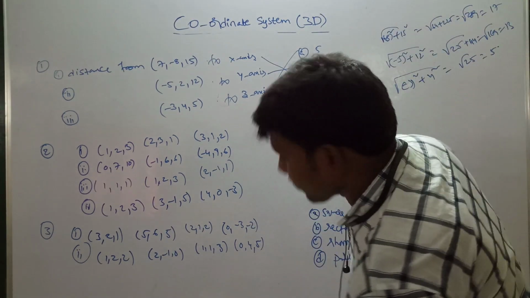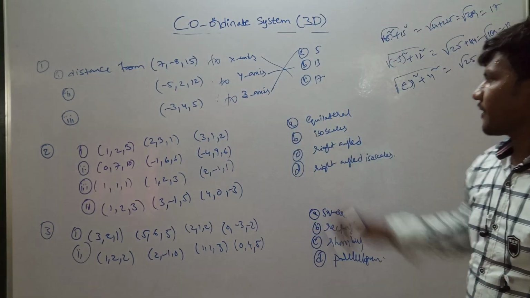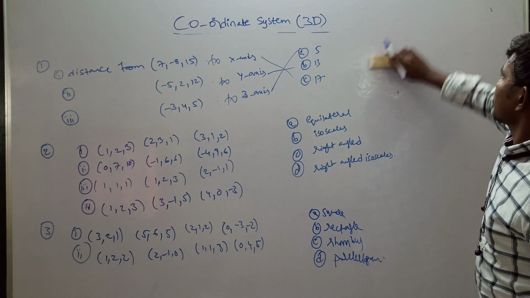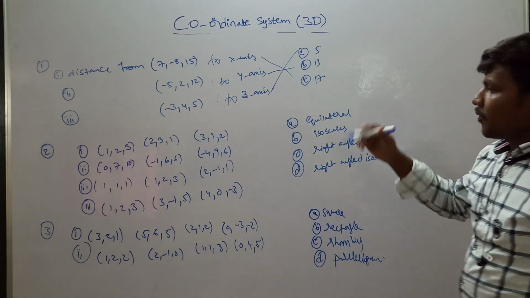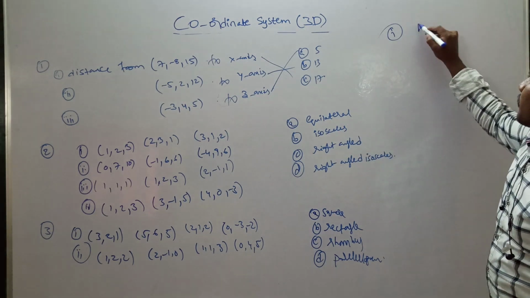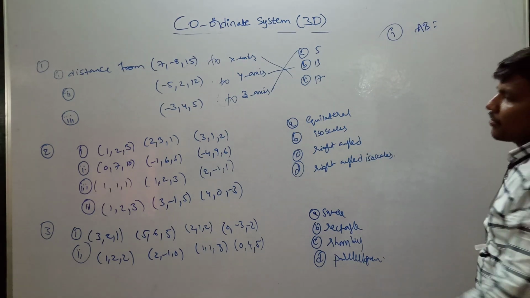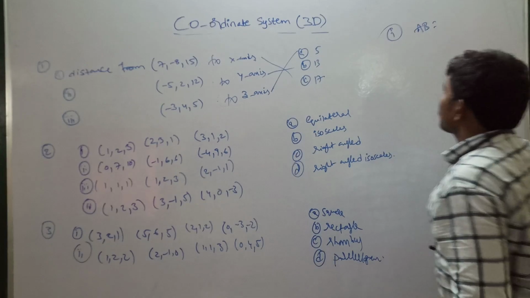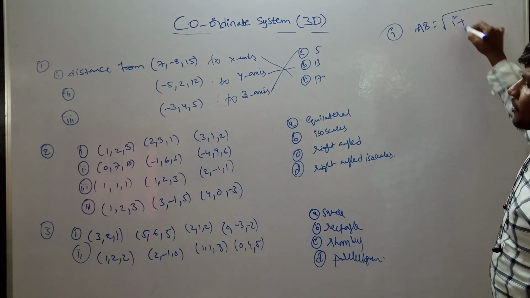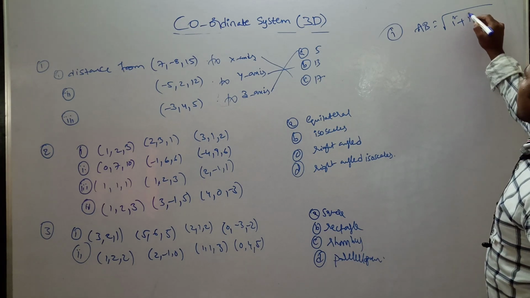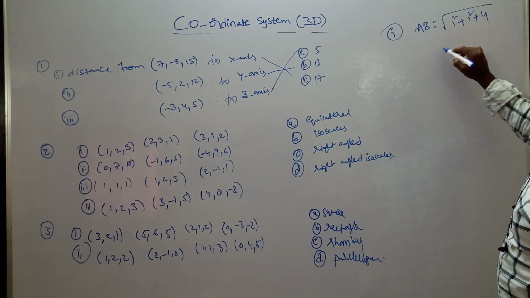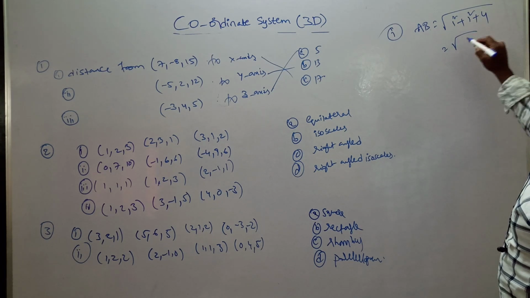Next, the triangle formed by the 3 points. First question. AB equals the distance between these 2 points: root of (2 minus 1) whole square 1, (3 minus 2) whole square 1, (1 minus 3) whole square 4. So 1 plus 1 plus 4, root 6.